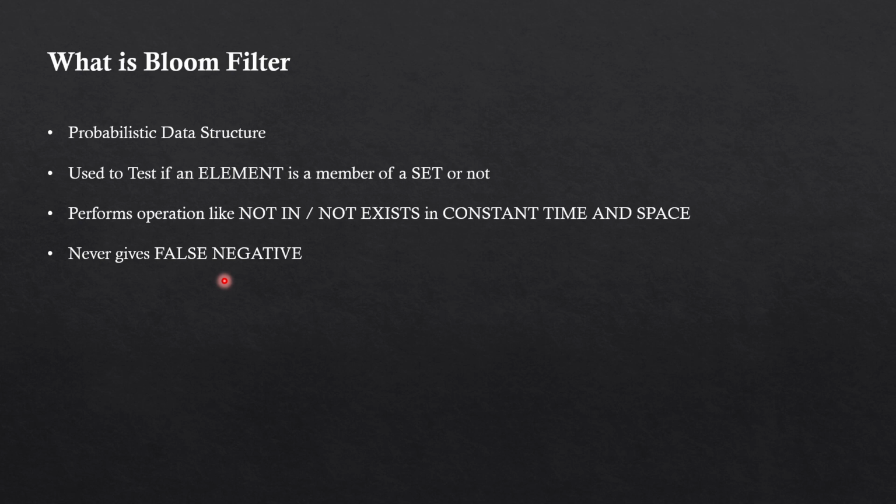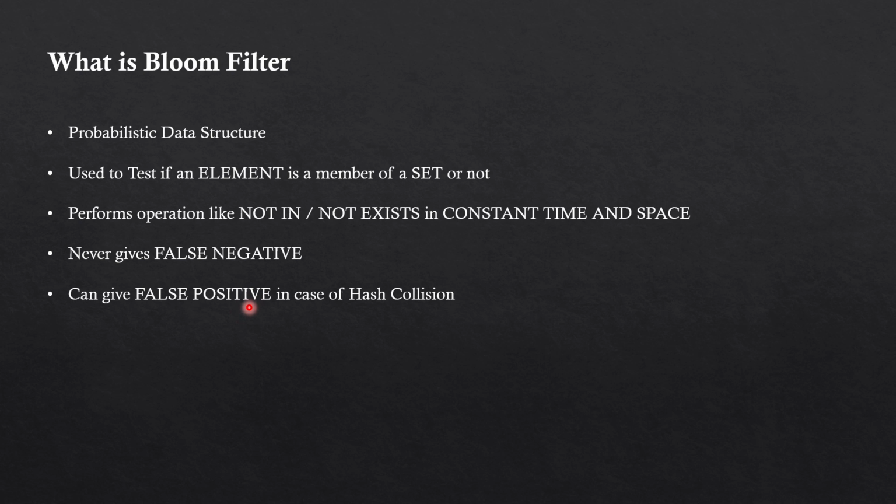Next, it never gives a false negative. So if the Bloom filter output says that it is not present in the list, it means that it is not present in the list. That is for sure. But it can give a false positive in case of hash collision. This is why this particular Bloom filter is a probabilistic data structure, because it depends on probability and it can give a false positive output.